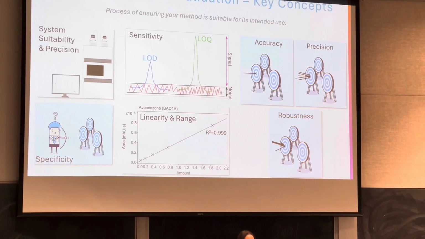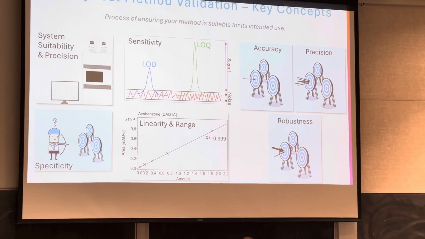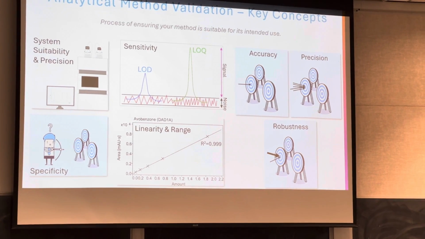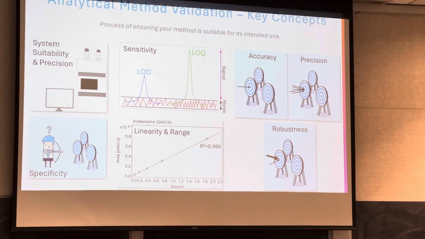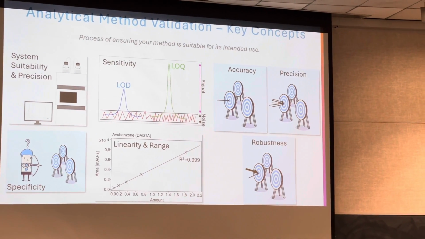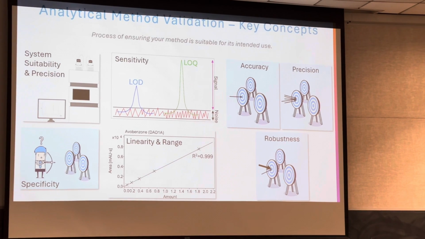Accurate precision tests demonstrate the method's ability to produce accurate and repeatable test results. And robustness measures the capacity to remain unaffected by variations. For example, if I weigh out 100 milligrams of my sample for the extraction versus 200 milligrams, do my results change, and by how much?